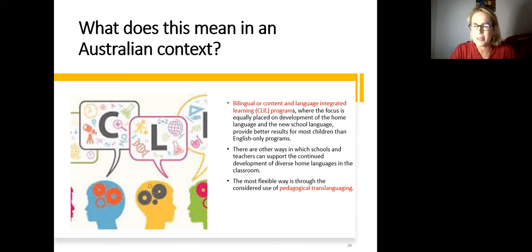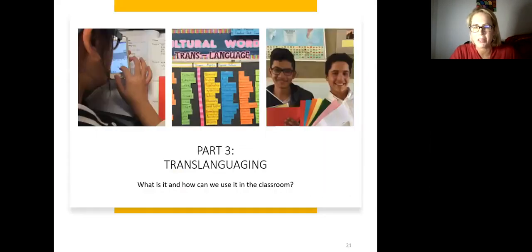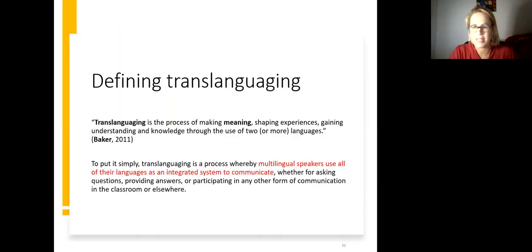So we find that a good way of supporting students to continue to develop their home languages in the classroom is through something that we call pedagogical translanguaging. Now that's a bit of a mouthful, but I'm hoping that we can just talk around it tonight and get some idea of what we're really talking about, because in fact, it is the most natural thing in the world and it plays out in multilingual contexts around the world. So what is translanguaging and how can we use it?